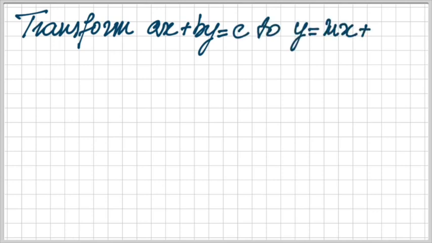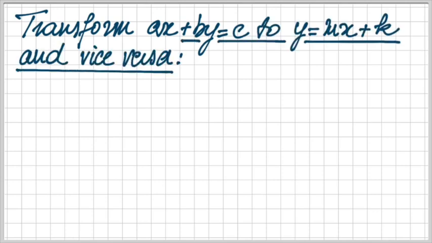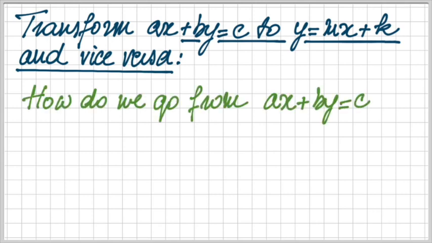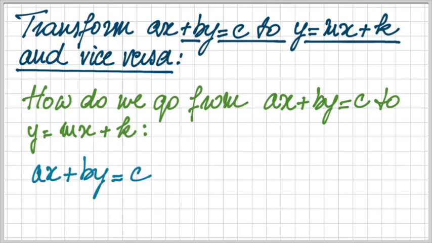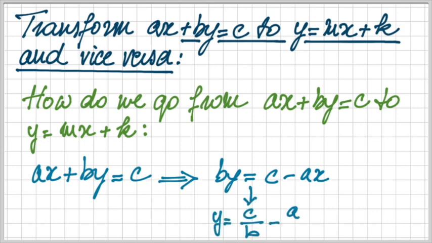So let's have a look at the transformation of ax plus by is equal to c to the point slope expression. The first thing we're going to do is see how we go from one expression to the other. When we look at the standard equation of a line, we see ax plus by is c. The first thing we do is bring the x part to the right hand side. So we have by on the left hand side, and the right-hand side is now equal to c minus ax. The next step is to divide both sides by b.